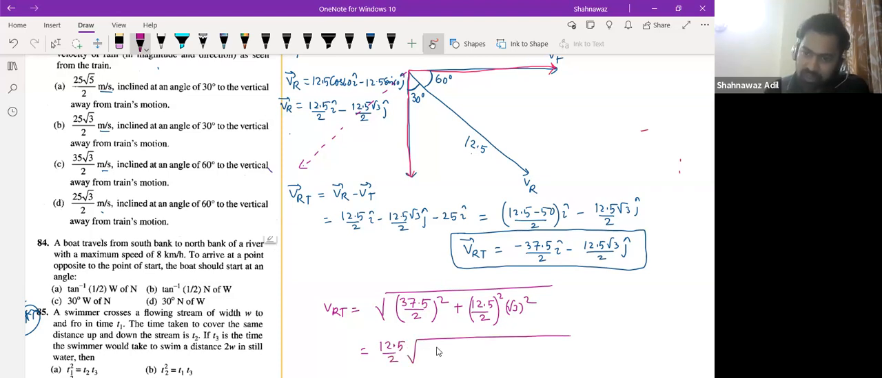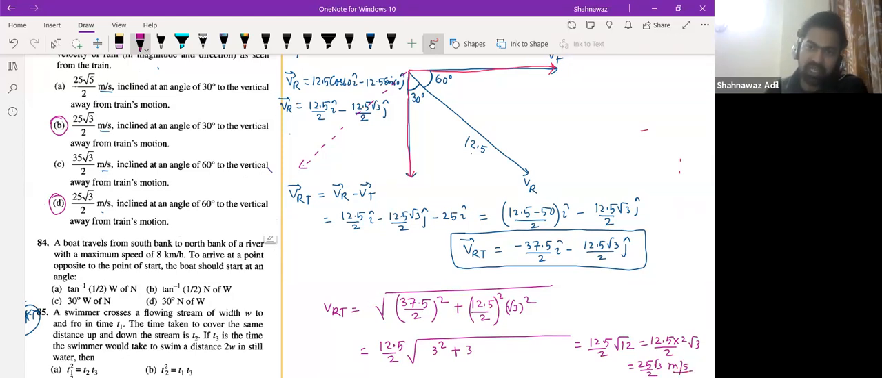And then this is how much? This is 3 square. This is how much? This is 1 and then this is 3. So how much is this thing? So this is 12.5 by 2 and then this is 9 plus 3 root 12. So that is 4 into 3. So 2 will come outside and then this is root 3. So this is 25 root 3 by 2. Right. So there are two options, this one and this one. Both have 25 root 3 by 2 meter per second.